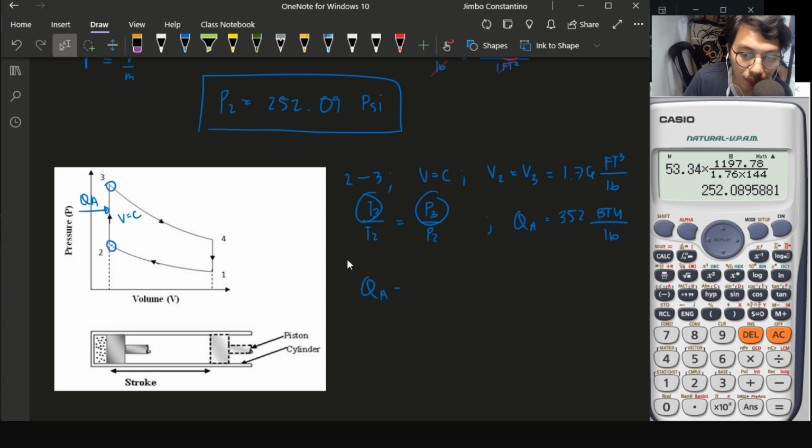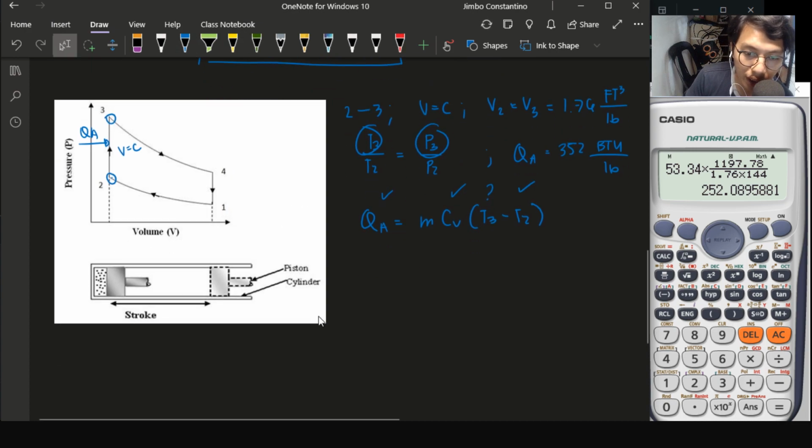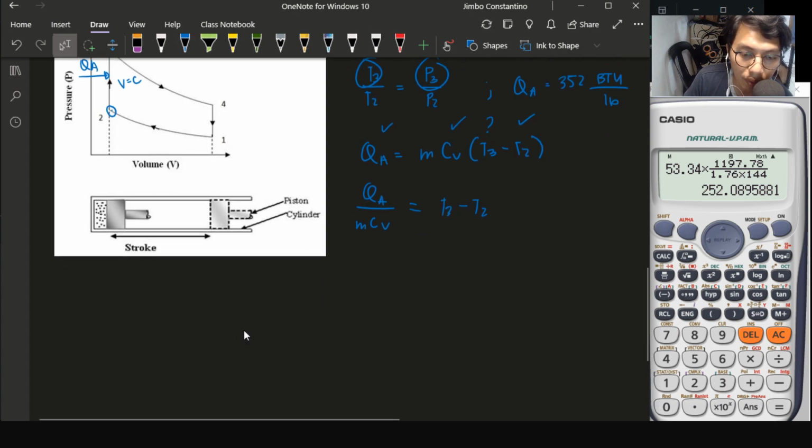Diba QA is equal to M CV T3 minus T2. Dito, meron tayong QA, meron tayong CV, wala tayong T3, meron tayong T2. Then we can solve yung T3. So, reform natin. Divide both sides by MCV. O, di QA divided by MCV is equal to T3 minus T2. O, ang sinusolve natin is T3. Then, we can say na ang T3 is equal to T2 plus QA over MCV.